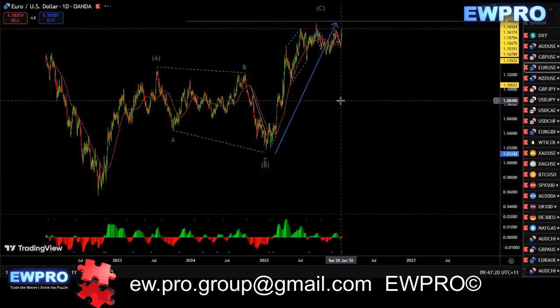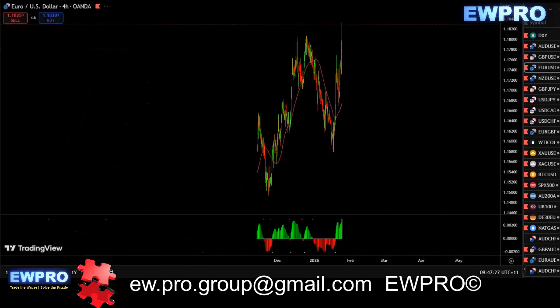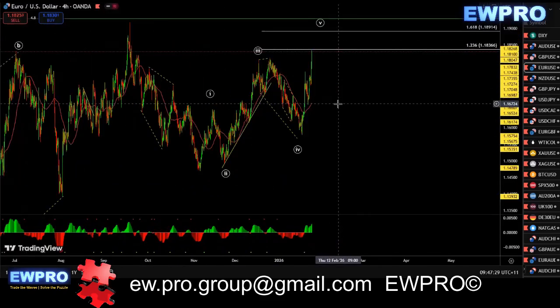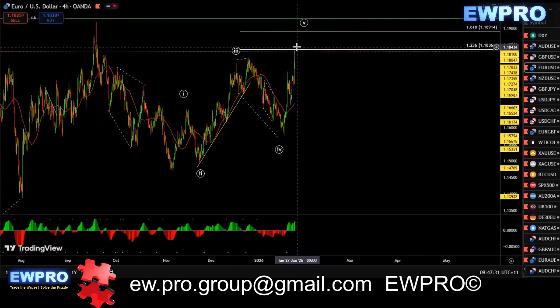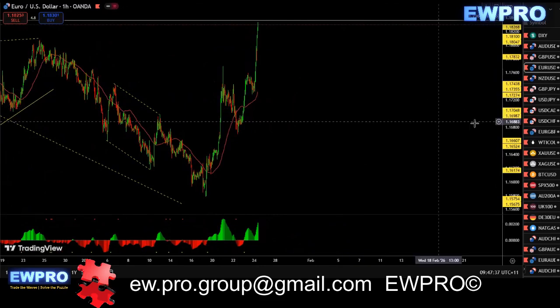EU, we already got to that 100 fib on the weekly. And on the H4, we're looking for a wave 5 up as well. It's just about up to that first target. So again, not much you can really do. You're either in this or you're not.